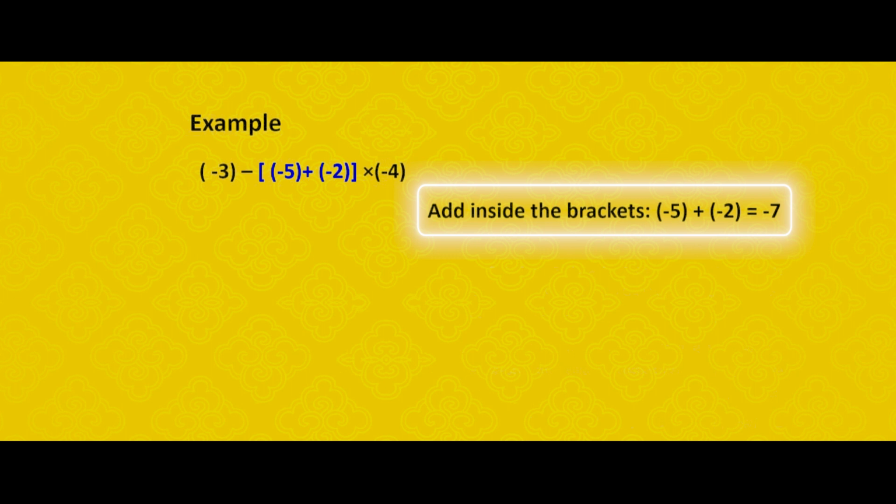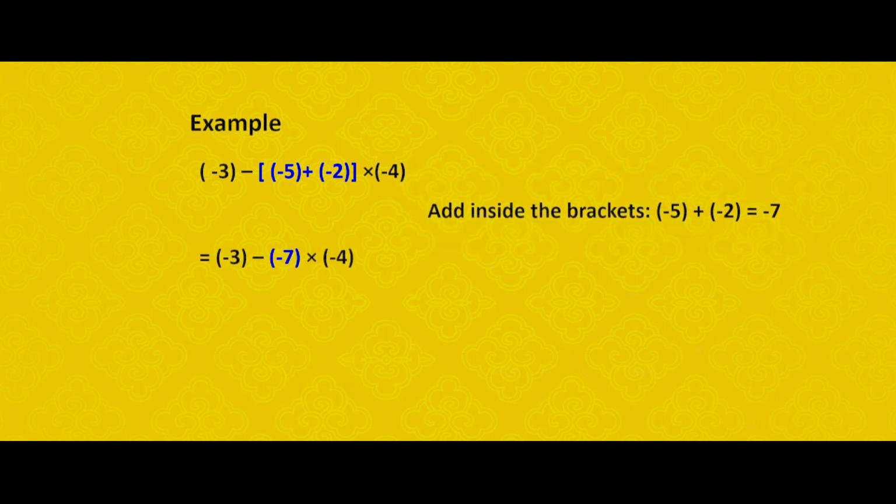You have to add negative 5 plus negative 2. When we add negative 5 plus negative 2, we get negative 7. Negative 3 and negative 4 you have to write as it is. You don't have to change it. Now we remove the bracket by calculating whatever is in the bracket.